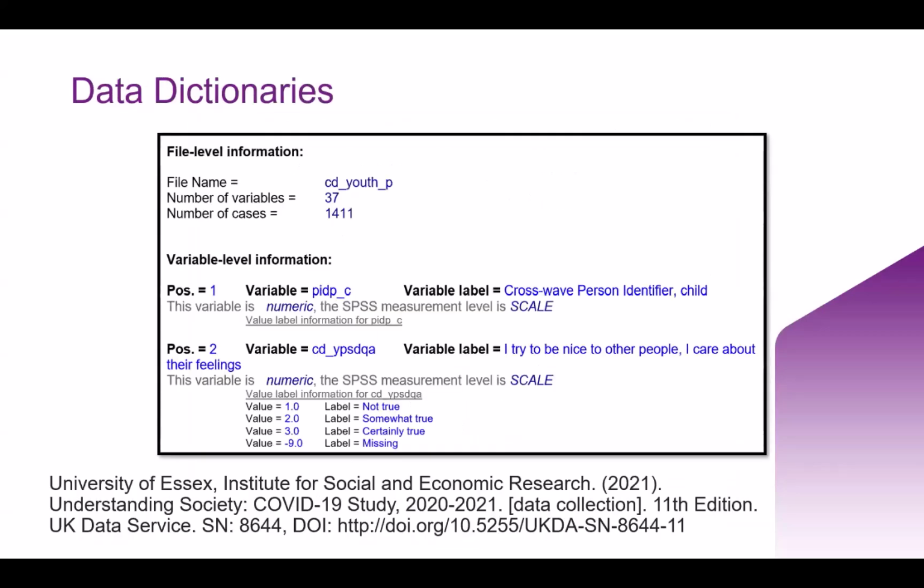Data dictionaries are very similar to code books, and often those terms are used interchangeably. They also sit within the study level documentation. Often the data dictionary will contain a little bit more information about the structure of the database. So you can see here they've documented the variable is numeric and scale level measurements.